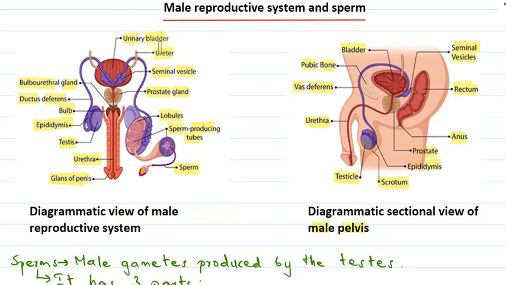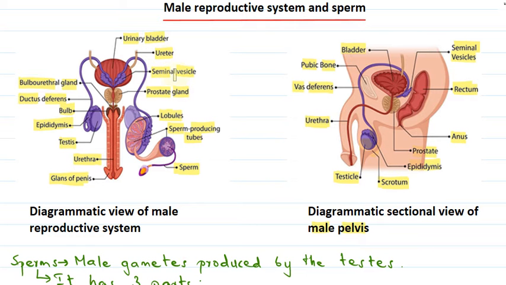Urinary bladder, urethra, these are the parts of the urinary system. So we have briefed about them as well. The urinary bladder is a temporary storage reservoir for urine. Then there is the ureter, which is a muscular tube that transfers urine from the kidney to the bladder.